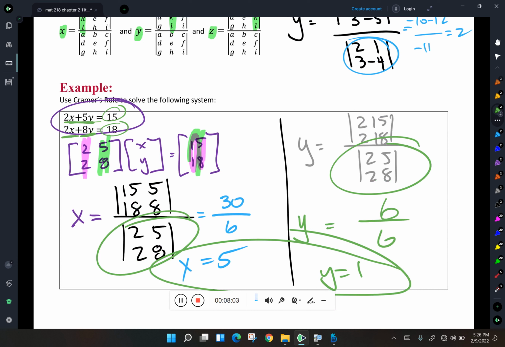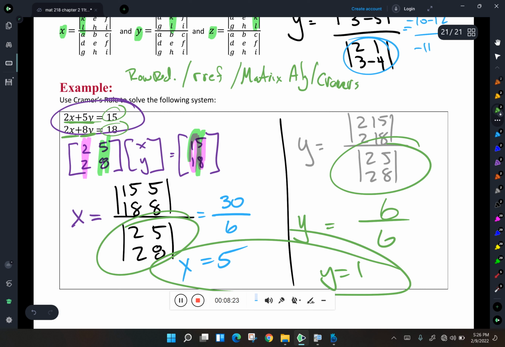So at this point, you now have, what, 4 different techniques that you can use to find solutions. You could do row reduction by hand. You could do that Gauss-Jordan on the calculator. You could do matrix algebra. Or you could use Cramer's rule. Which way is the right way to do it? There's no answer to that question. You just know that there are many ways to do this.